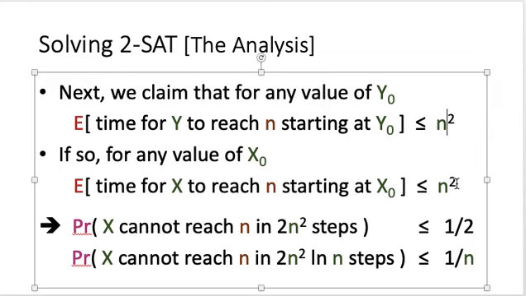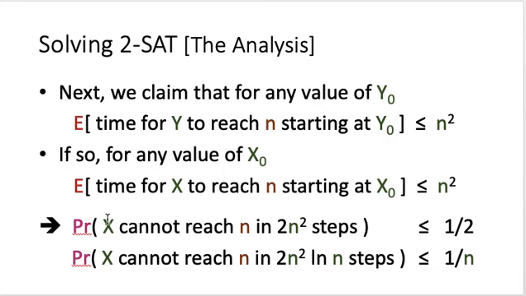So no matter where we begin, the time to reach n in the randomized algorithm is less than or equal to n squared in the expected sense. Now, if this is true, then the probability that x cannot reach n in 2n squared steps will be less than or equal to 1 over 2. This is by Markov inequality.